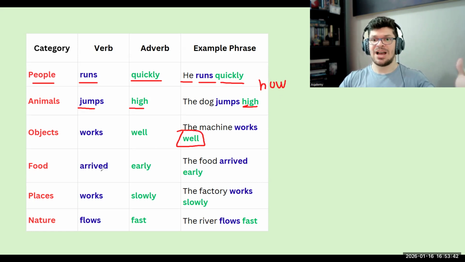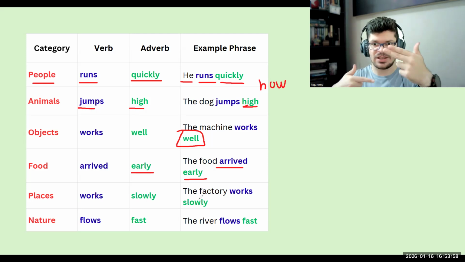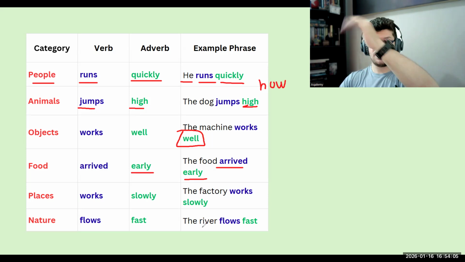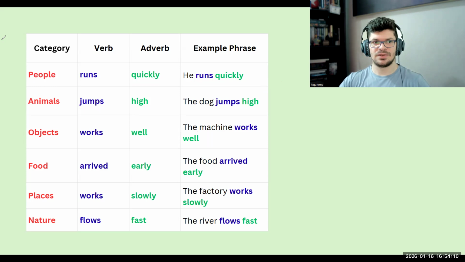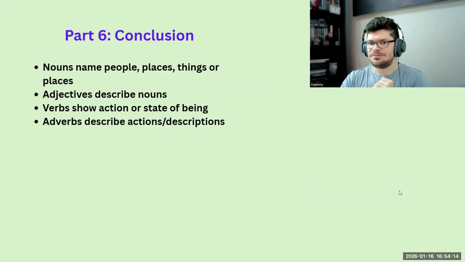Food. Arrived means to come. Early. Adverb of time. When did the food arrive? Early. Works and slowly. The factory works slowly. Nature flows fast. The river flows fast. I hope you understand. And that is it, everyone.